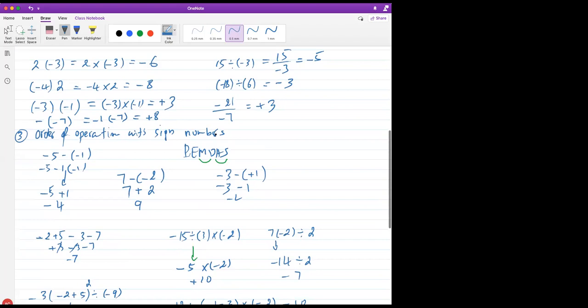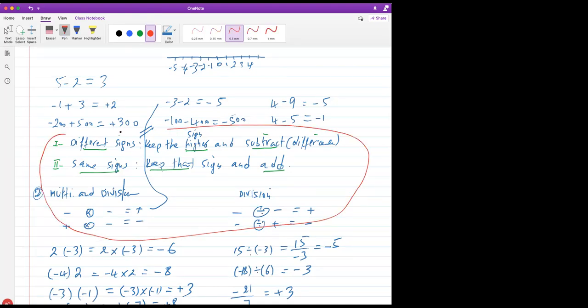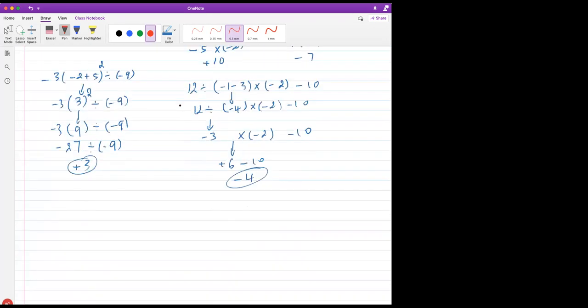Okay, so we're combining PEMDAS with these rules. So this is basically your recap for the whole thing. This is all you need to understand and remember. That's all. If you know this, you can solve any problem. And along with, of course, the order of operations.